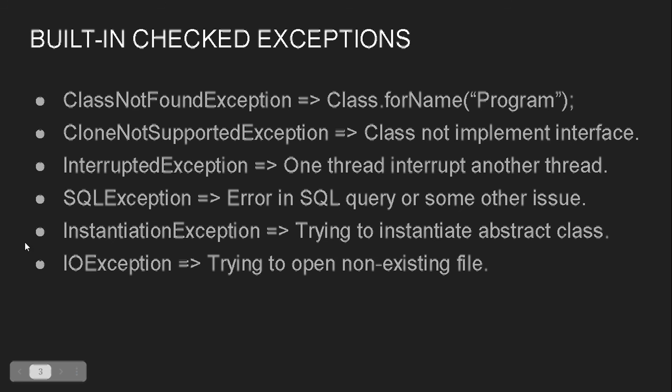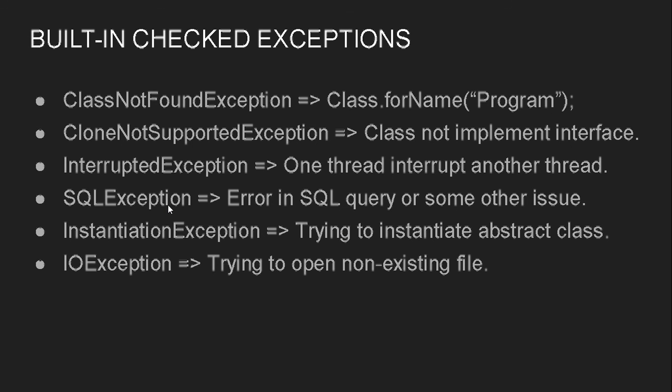Then instantiation exception. Now again, the same thing is there. This particular exception occurs when we are trying to create an object using the concept of reflection, just like I said in the previous slide.